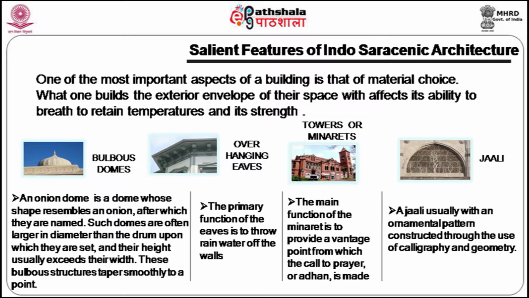Overhanging eaves. These are features given to the building. The primary function of the eaves is to throw rainwater off the walls. This is basically our sunshade kind of thing. The main function of the minaret tower is to provide a vantage from which the call to prayer, or adhan, is made. This is a place from where an announcement is made for the public. A jali, usually with an ornamental pattern constructed through the use of calligraphy or geometry, basically provides ventilation to the building.